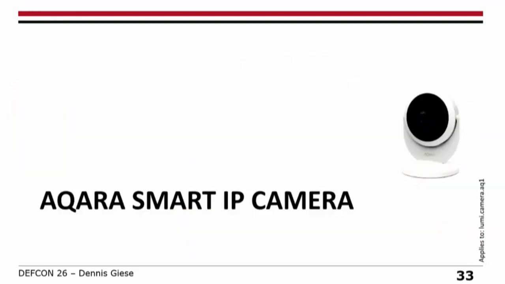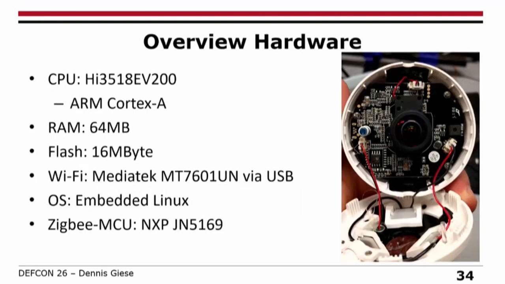Okay, let's start with our first device, and this device is this camera here. It also has gateway functionality, so it's quite a special device which can also speak Zigbee. The internals are the following. They use the Hi3518 processor, which is quite typical stuff that you find in cameras, actually. It's a Cortex-A processor. We have 64 megabytes of RAM, 16 megabytes of flash. We have the MediaTek Wi-Fi chip over USB, which is also interesting. And we have some kind of embedded Linux.